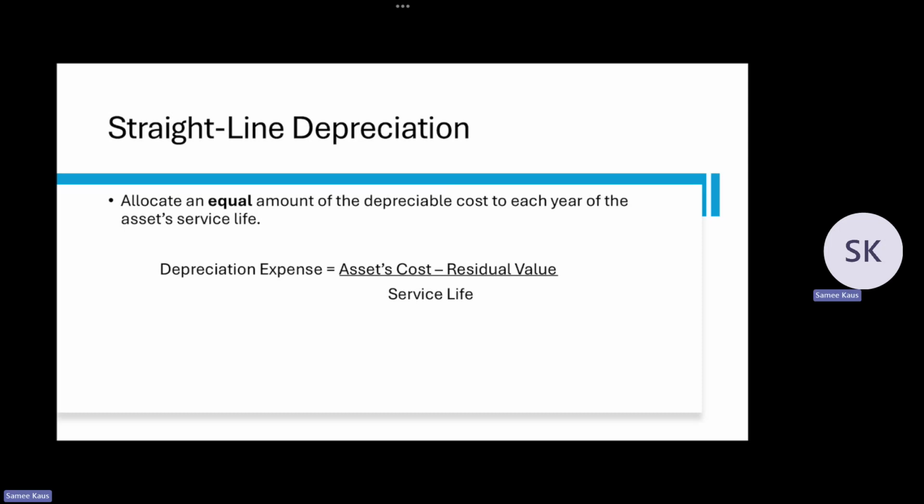So under straight line depreciation, we're going to allocate an equal amount to each year of the asset's service life. So again, I said we can't depreciate something past its residual value.